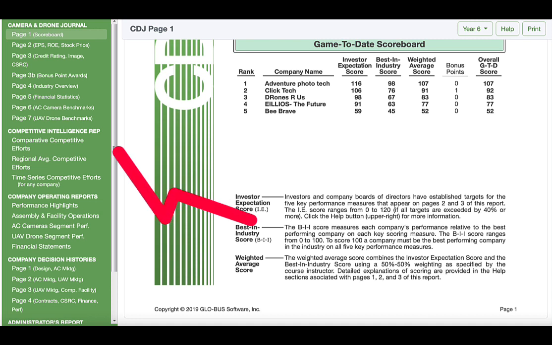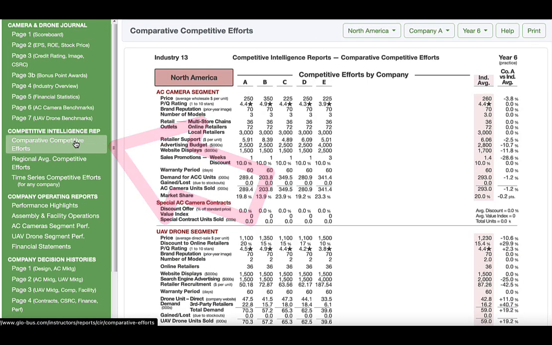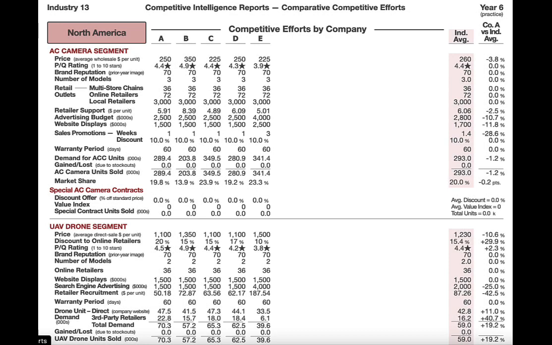Another area you should be paying attention to is the competitive intelligence reports. I will pull up one of them for you, though. The very first one. Now, keep in mind, this is just for North America. You have more than just North America. You have 4 different regions you're working in. I'm just going to stay with North America. Now, I'm going to let you do the rest.